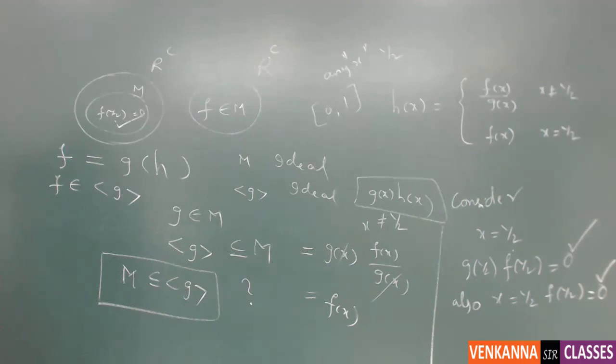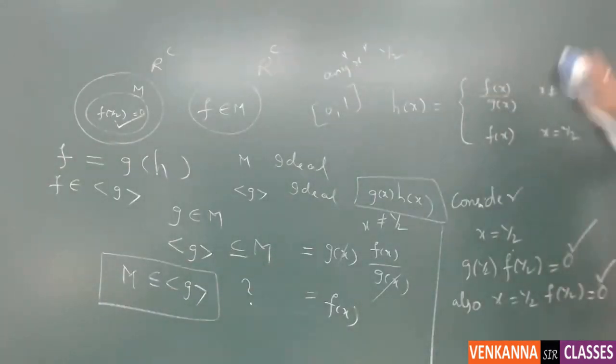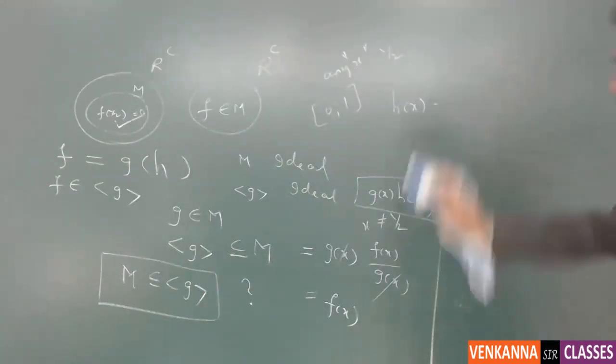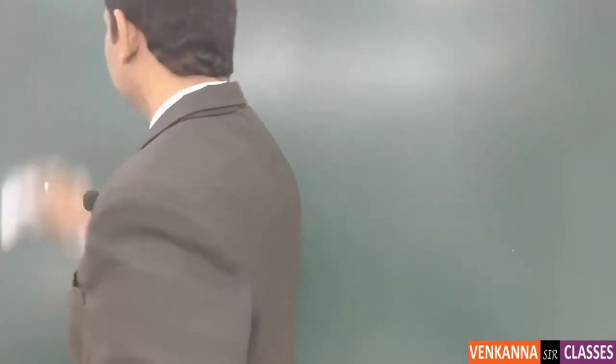And another thing is, the ideal M, what you have taken, will become the maximal ideal. So let us prove this by doing some topics like homomorphism of rings. Then again we come back to the concept of maximal ideals. So let us start with the concept of homomorphism of rings. Let us discuss on this.